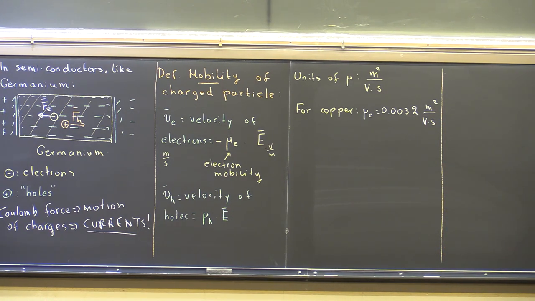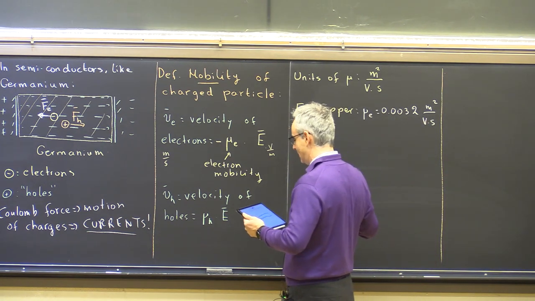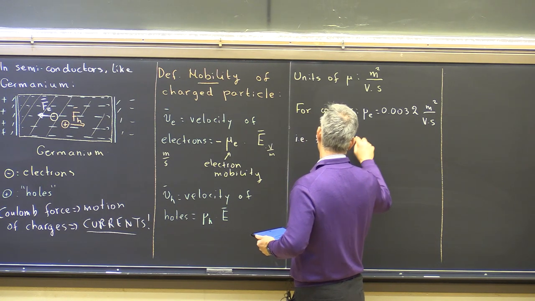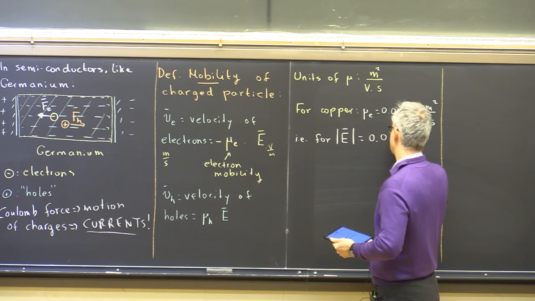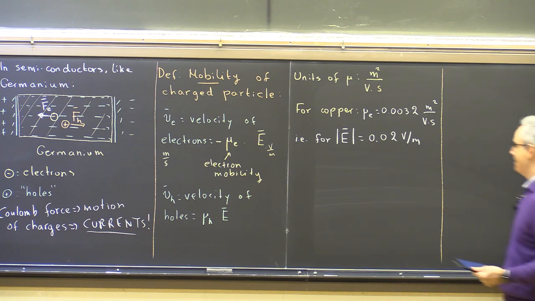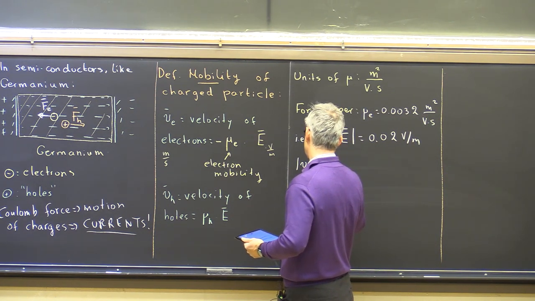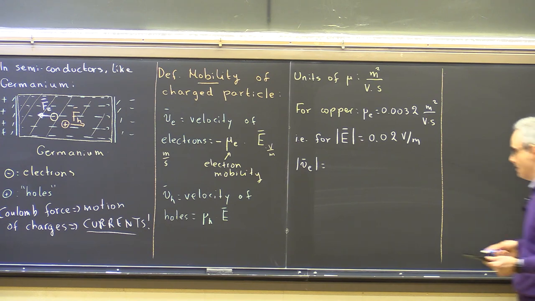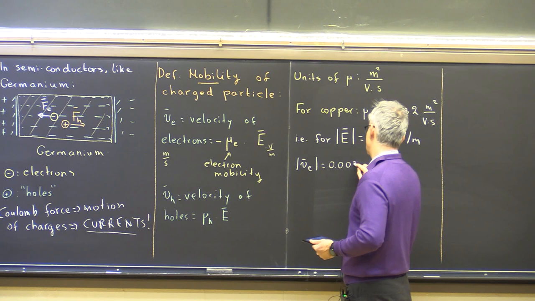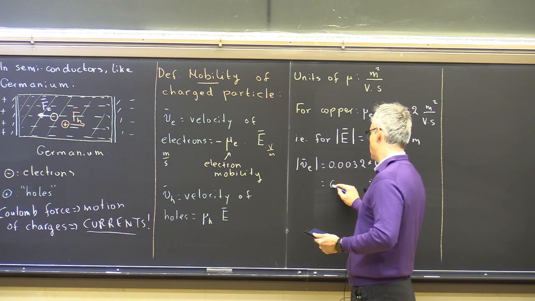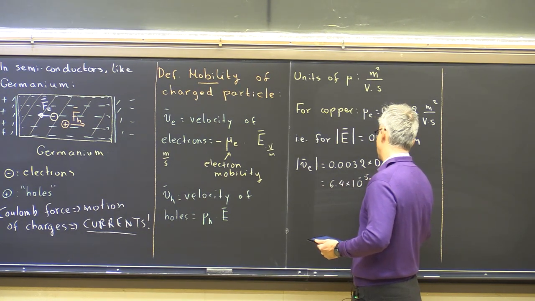However, if you want to evaluate it, take an electric field of 0.02 volts per meter, a relatively small electric field as well. Then the velocity of the electrons, and I'm talking about absolute values here and not direction, I just want to give you a sense of the magnitude, will be 0.0032 times 0.02, which is 6.4 times 10 to the minus 5 meters per second.